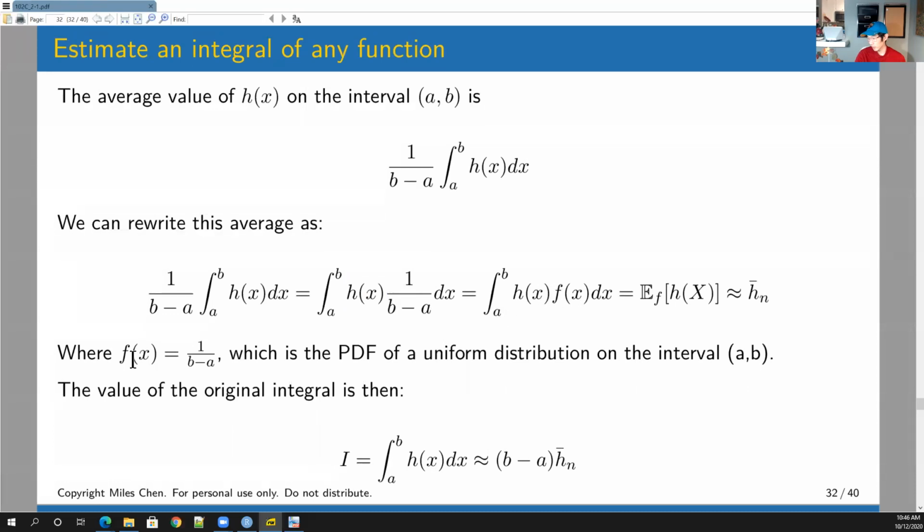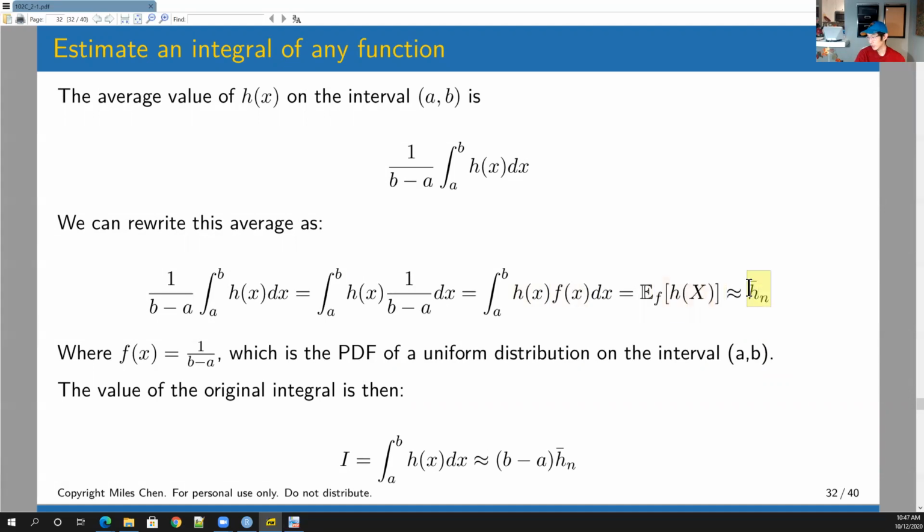And if I let f of x equal 1 over b minus a, then f of x is the PDF of the uniform distribution from a to b, right? The PDF of a uniform distribution is just a flat line, which is equal to 1 over b minus a. So I'm going to move this inside, and here I've got h of x times f of x dx, and that's going to be equal to this.